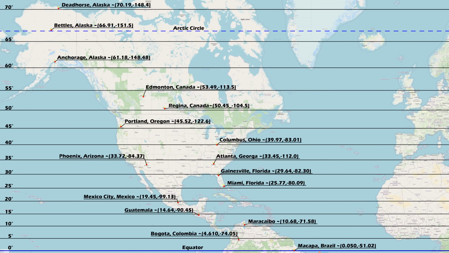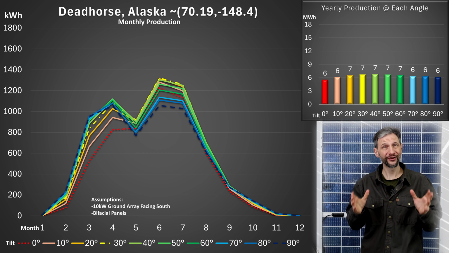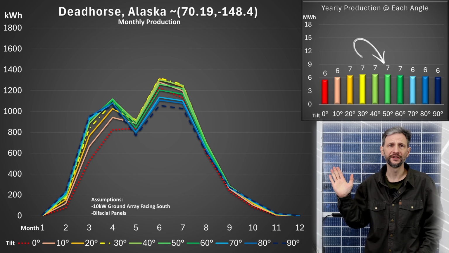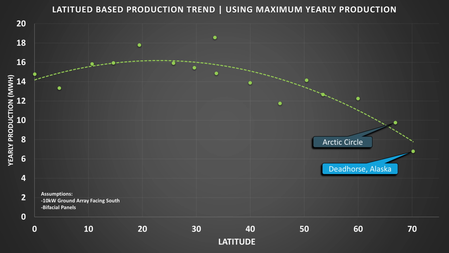Dead Horse is at the northern edge of Alaska, about 70 degrees latitude. The results are very similar, but slightly worse than the Arctic Circle. A 40 or 50 degree tilt will give you the best summer production, and since you really can't produce anything in the winter anyway, there's no need to worry about the snow.